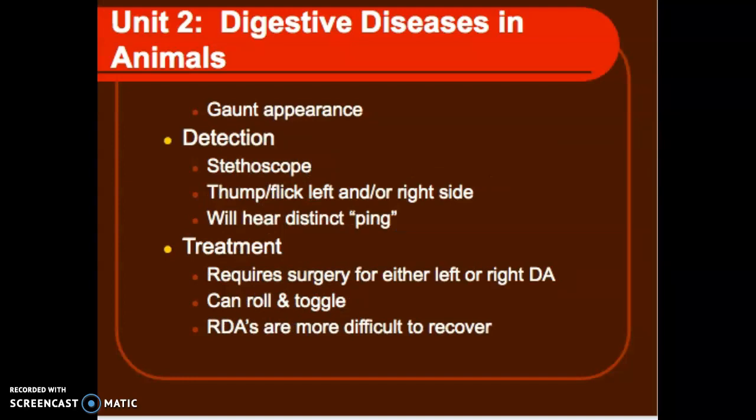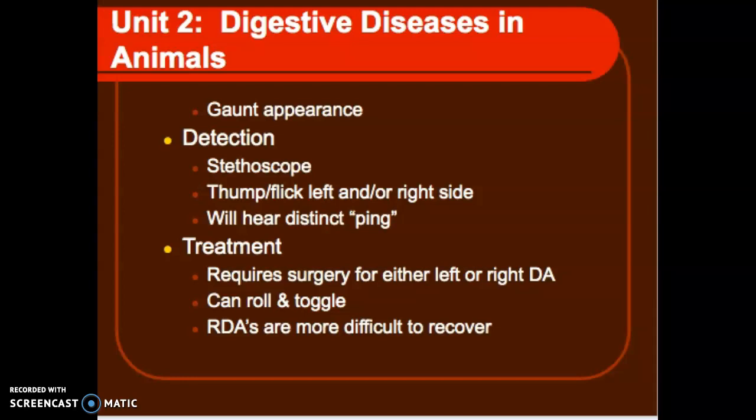Detection is done with a stethoscope. So get your stethoscope, just like your doctor at the doctor's office, and thump or flick the left side or right side of the animal. I've added a video to this section that I'd like you to go and watch, where you'll see the detection of a DA and also them carrying out a DA surgery right there on the farm. You'll hear a distinct ping, which is the gas reverberating whenever you thump the animal on the side lightly with a flicking action of your fingers.